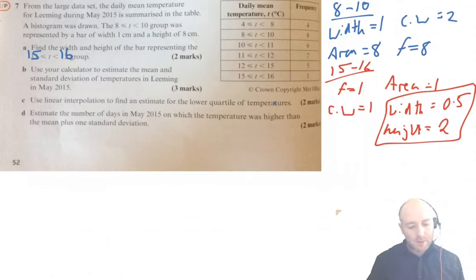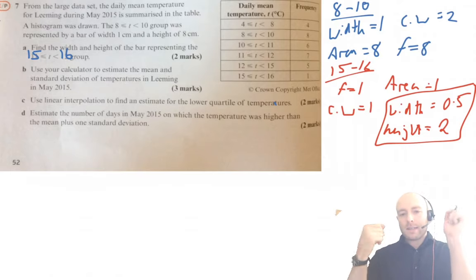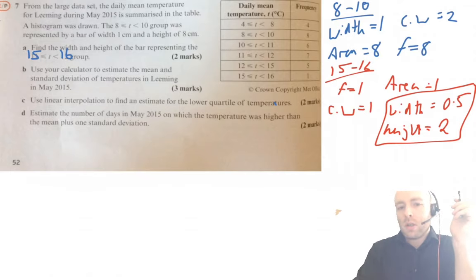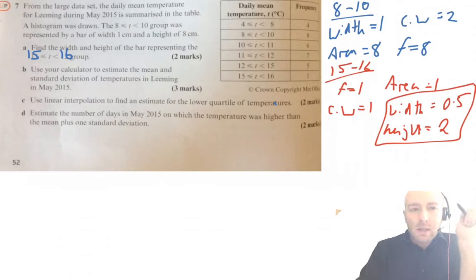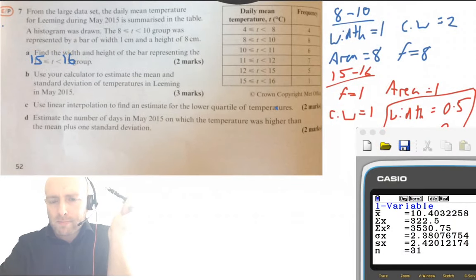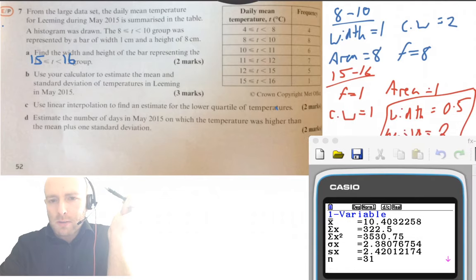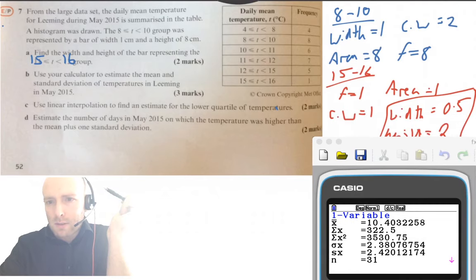Okay, part B then. Use your calculator to estimate the mean and standard deviation of temperatures. Which is nice, them telling you to use your calculator. They won't always do that. Sometimes they'll give you some of the bits you need. So I'm going to do this on the graphical calculator. Cool, alright, here's my results. Let's type it in again so you guys can see what I did.